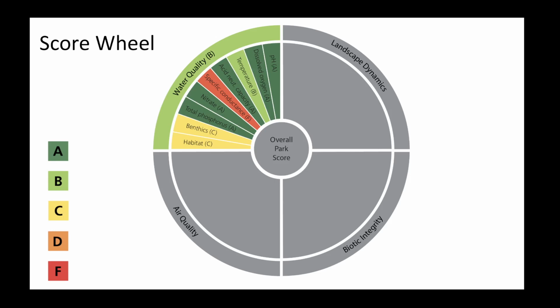These scores can help guide managers in identifying what indicators need the most management focus. In our other videos, we will discuss the 3 other RAMS categories: biotic integrity, air quality, and landscape dynamics. We will introduce the indicators that the NPS Inventory and Monitoring Program and the Resource Assessments for Management Strategies project assess for each of these.